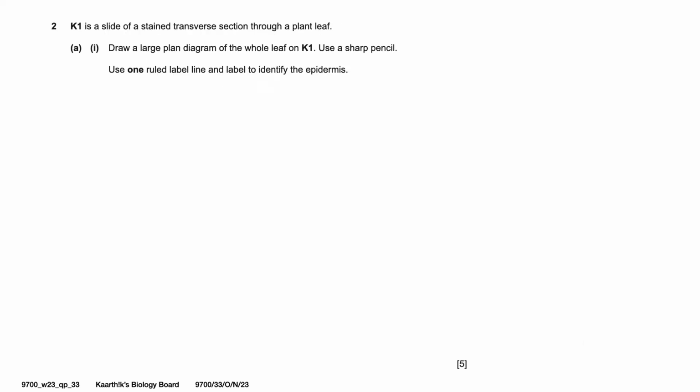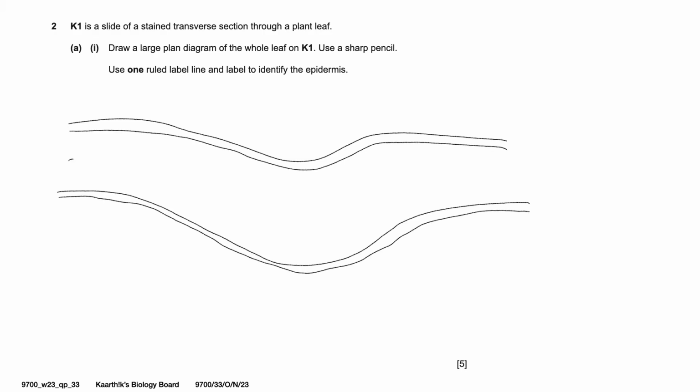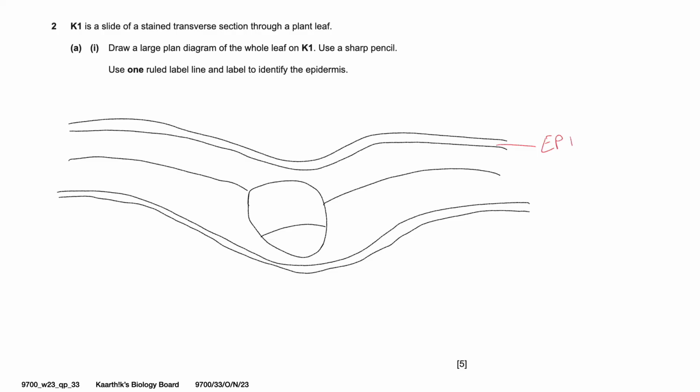Moving on to the second question. We have been given slide K1, which is a transverse section of a plant leaf, and we are asked to draw a plan diagram, and to label and identify the epidermis. The diagram I have drawn here is the outline or the general diagram of any leaf structure, but according to the slide you are seeing, you are supposed to look into that slide and then draw the actual structure of the plan diagram.